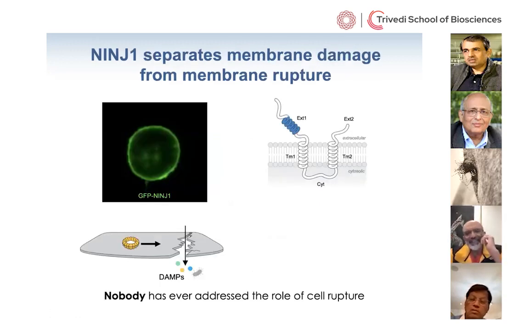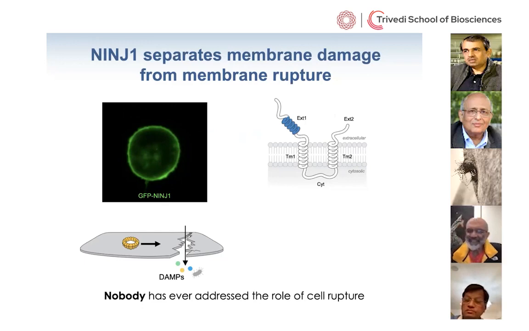So what is this strain? This NINJ1 is a protein. It has two transmembrane domains. It's on the plasma membrane. Both the N-terminus and C-terminus are to the outside. And what everybody assumes is that when you damage membranes and you collapse the electrochemical gradient, then osmotic forces, passive forces, lead to the rupture of the cell and the release of large molecules.